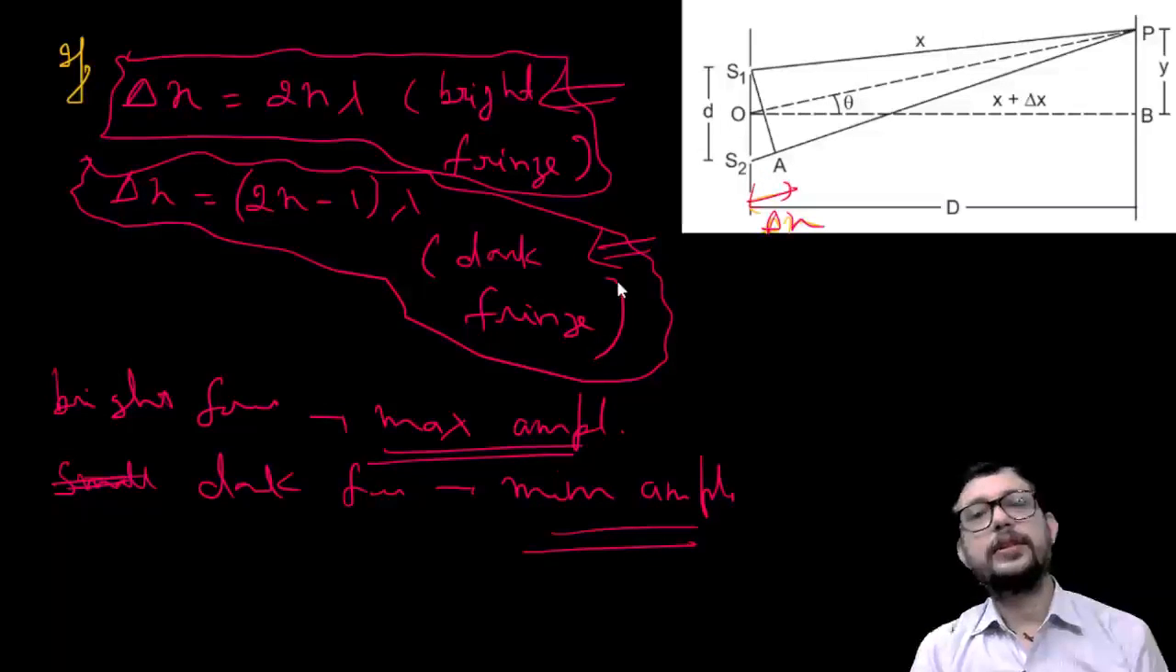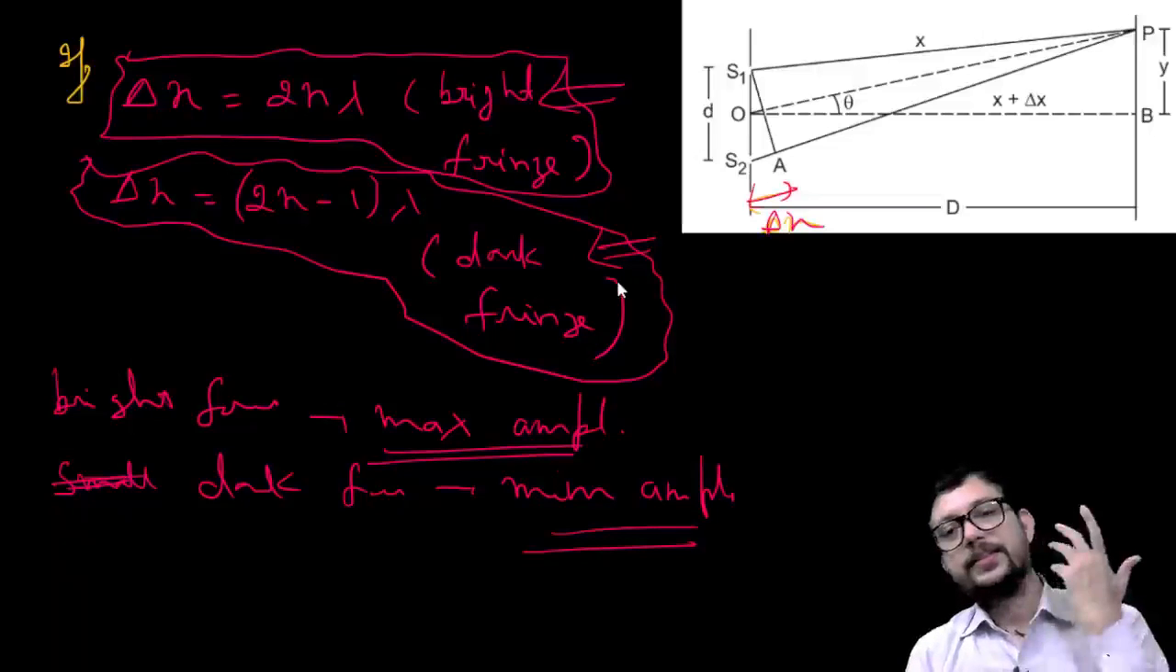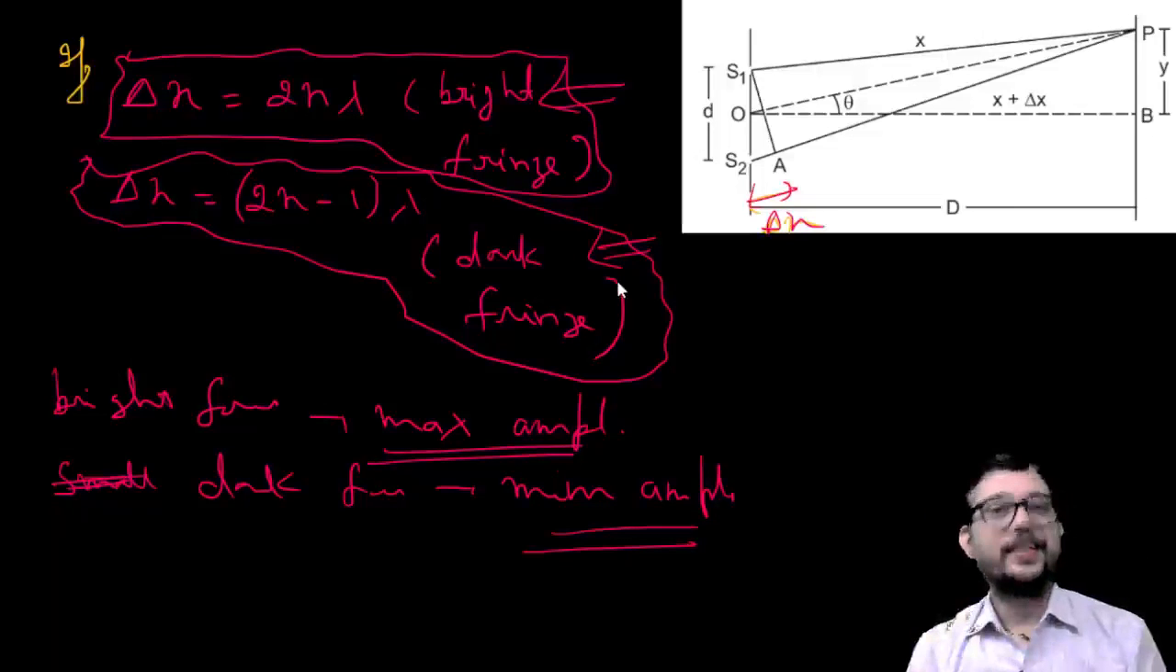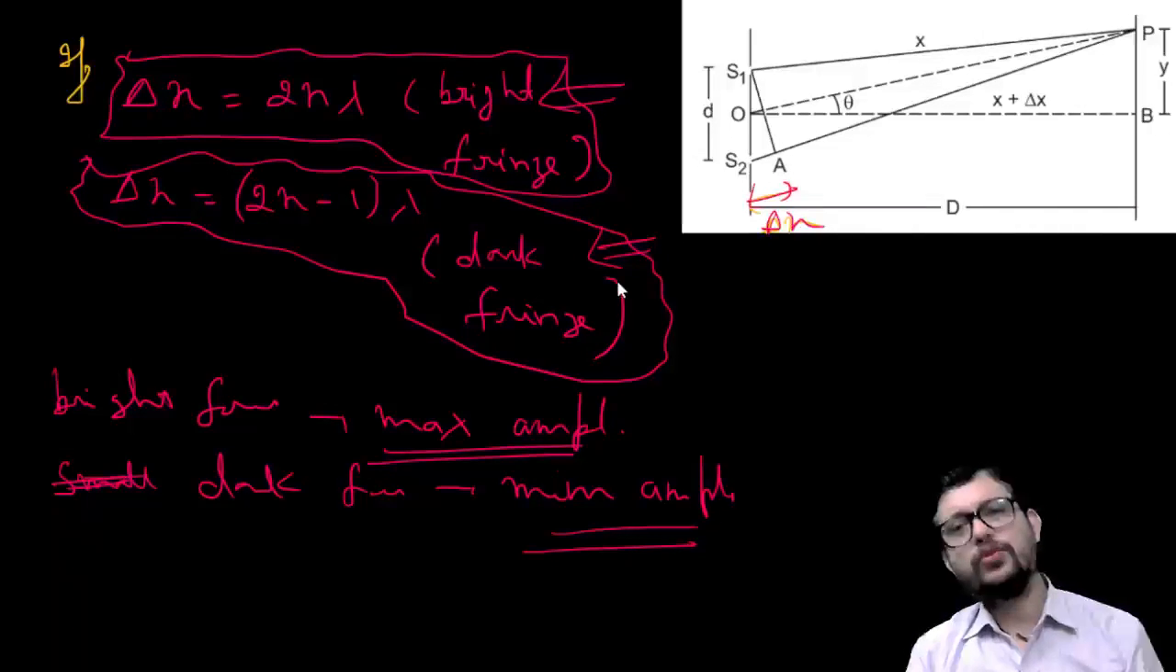We have to calculate the position of the point of constructive interference or destructive interference. Constructive interference or destructive interference simply represent the bright fringe and the dark fringe. So I hope and believe that this lecture is quite easy to understand for all of you.